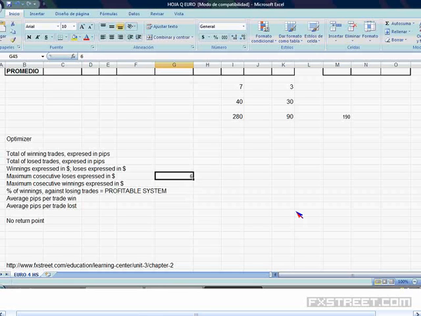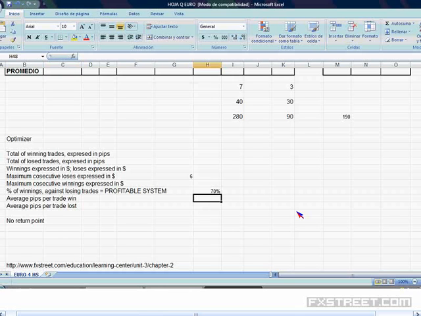But confidence. Build up your confidence. This is just for that, building up our self-confidence. Of course, maximum consecutive winnings, in money or in pips, will also be useful. And the percentage of winning against losing trades, right? That will tell me if the system is profitable or not.